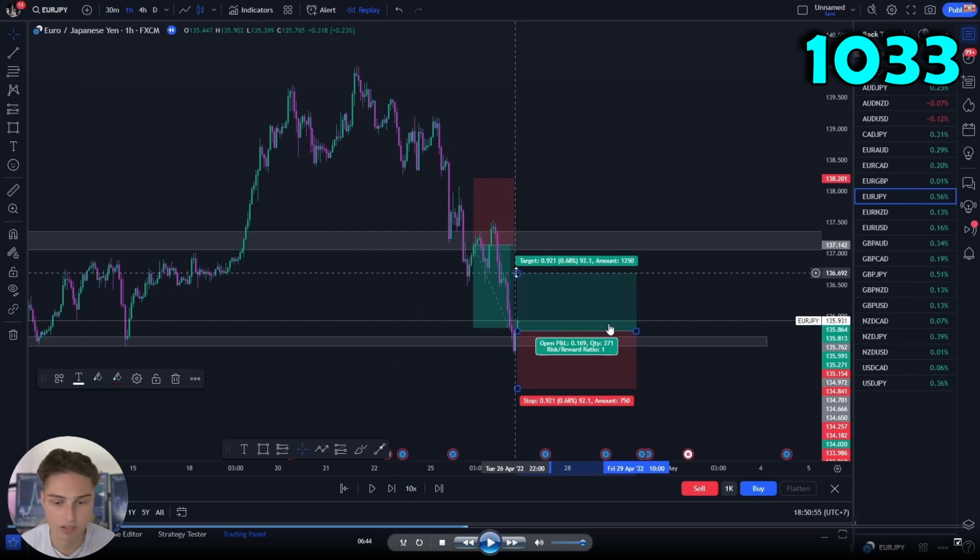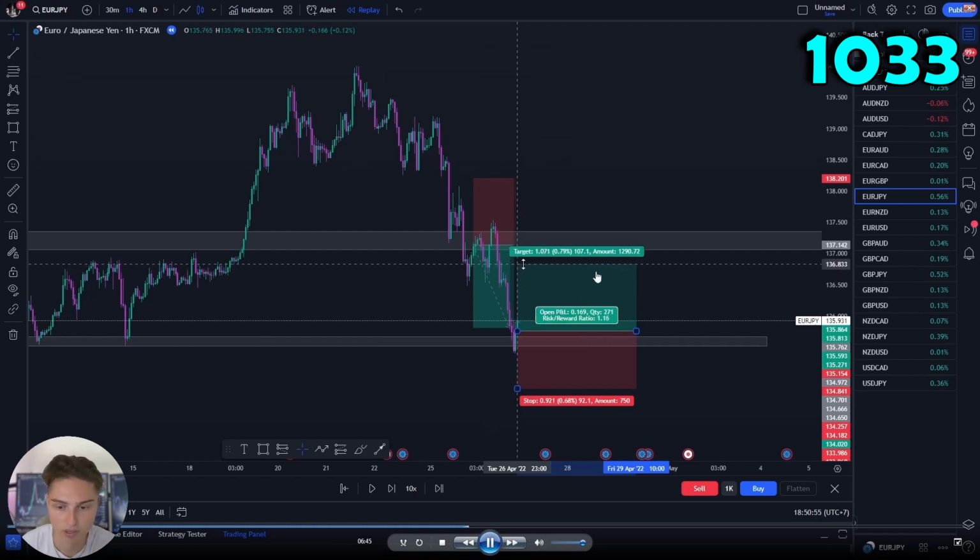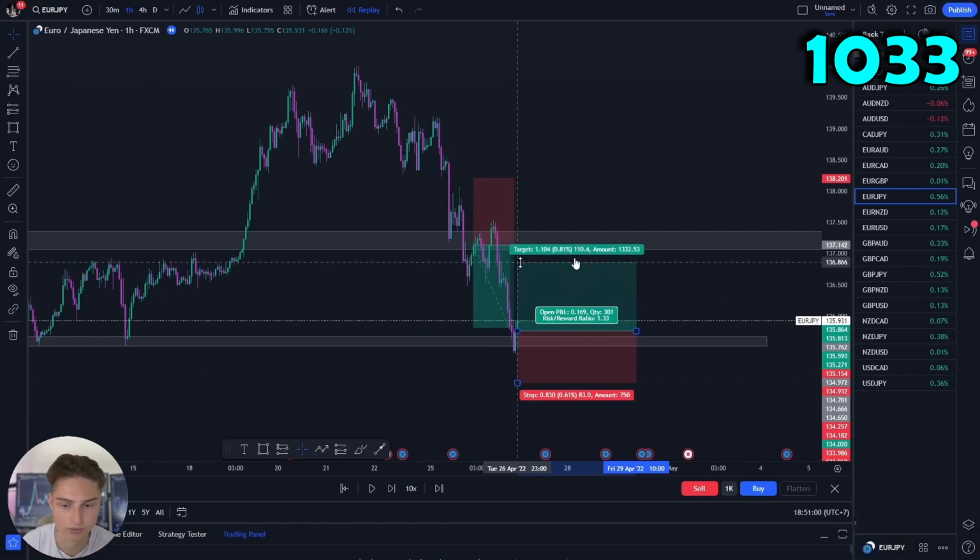If you draw out these zones and price doesn't react to them, that's fine. You just don't take the trade. You just delete the zone. It wasn't a zone. But when you draw in a zone and price actually reacts to it, that's when I like to take the trade. So I've taken this one, another 1 to 1.25, risking 40%, trying to make 50.